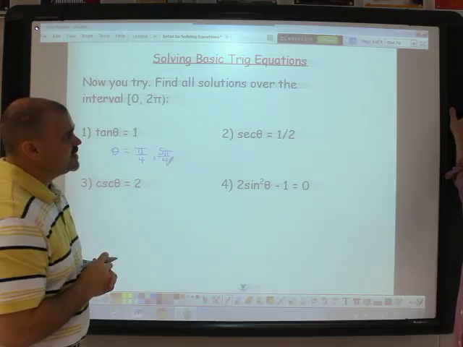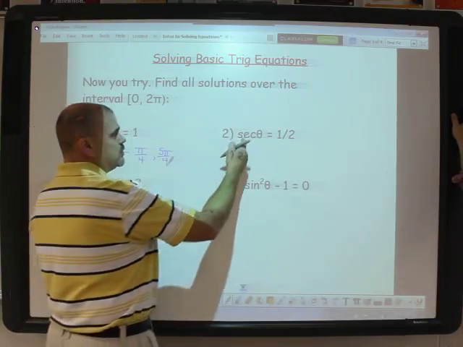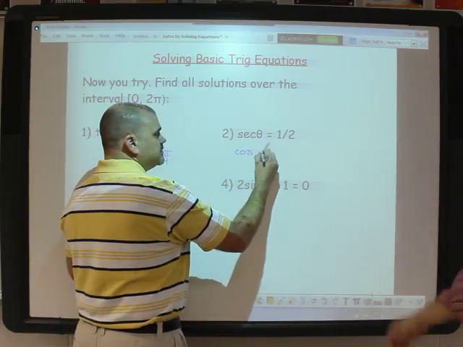So we come over here to secant of theta equals a half. Now if you remember when we were doing these before, we write the reciprocal cousin.